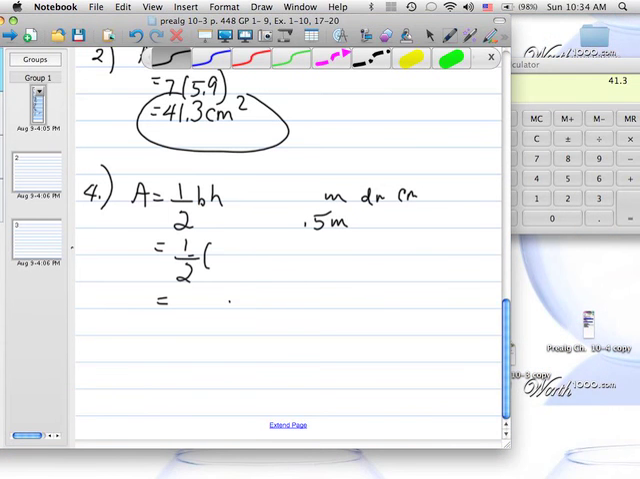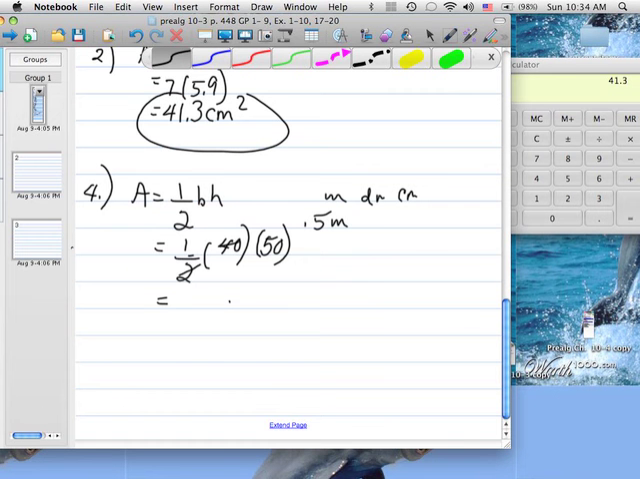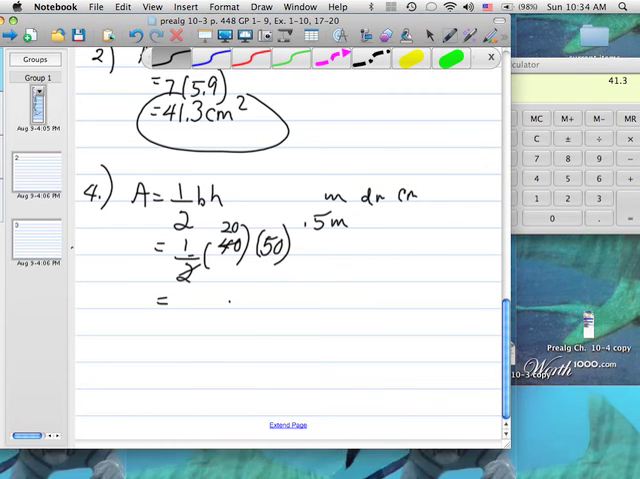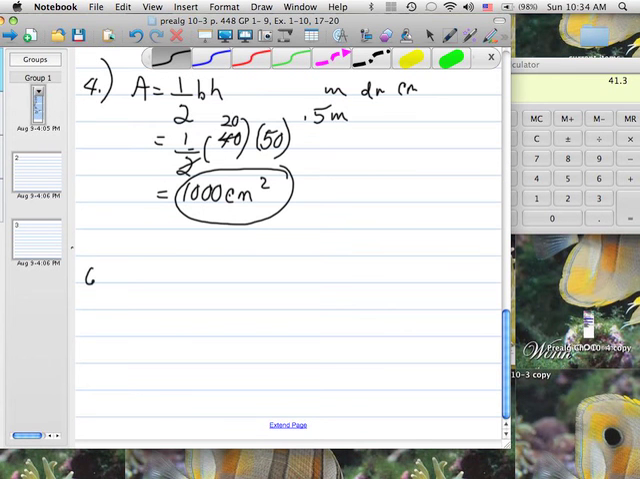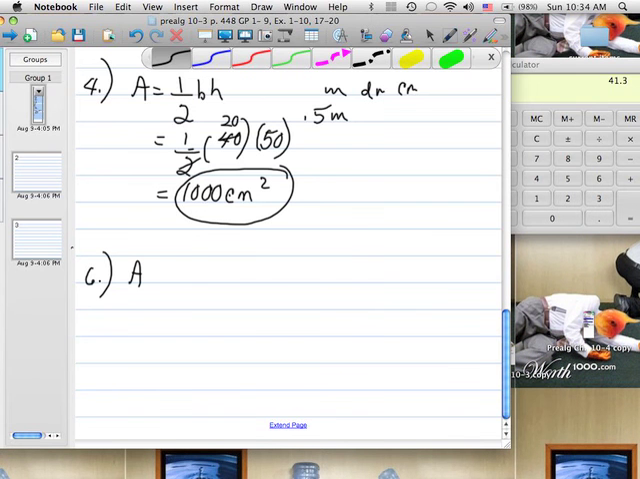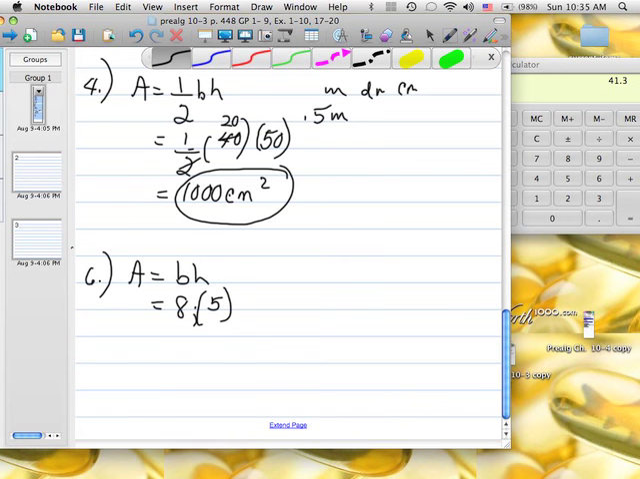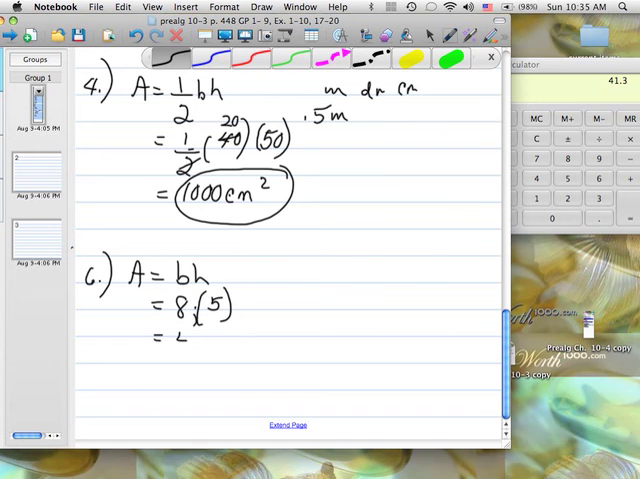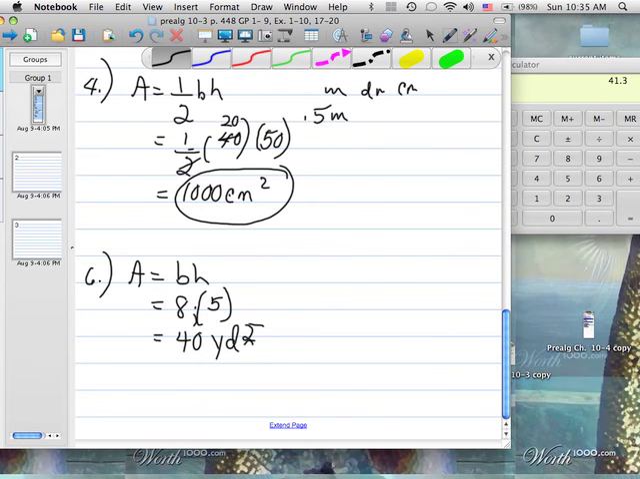So it's 1/2 times the base 40 times 50. Okay, 1/2 of 40 is 20. 20 times 50 is 1,000 centimeters squared. Problem number 6. We have a parallelogram, area equals base times height, the two sides that make the right angle. So the base in that parallelogram is 8, and the height is 5. Find the right angle, the little square, and you have it. And that's going to be 40 yards squared.